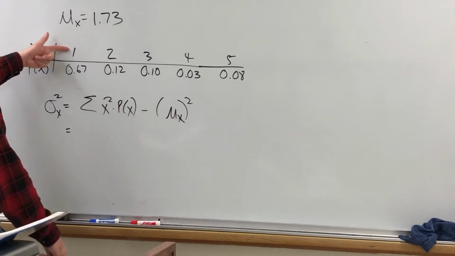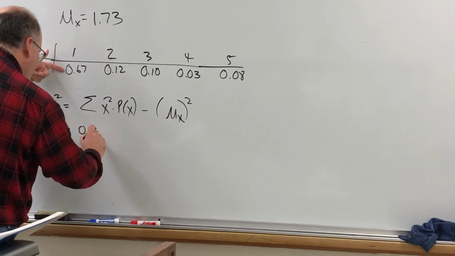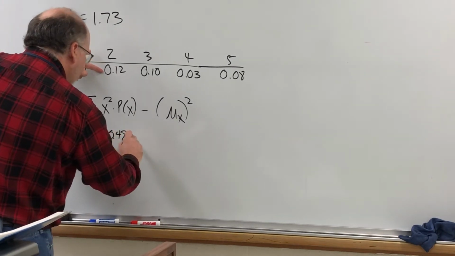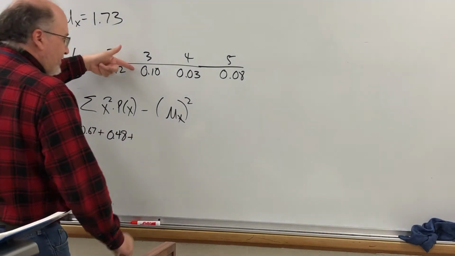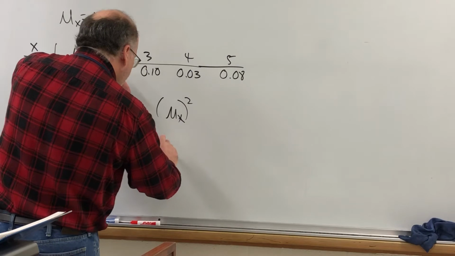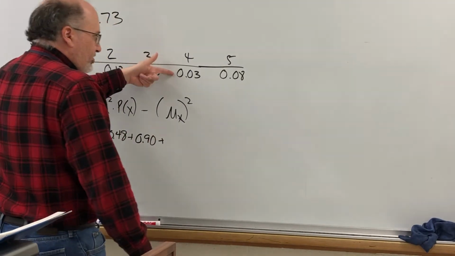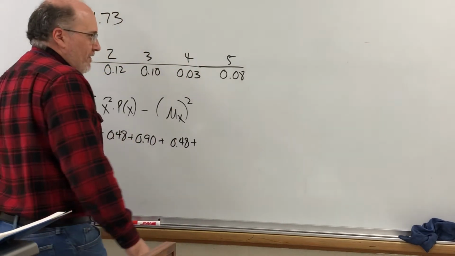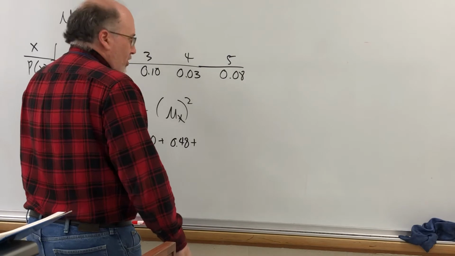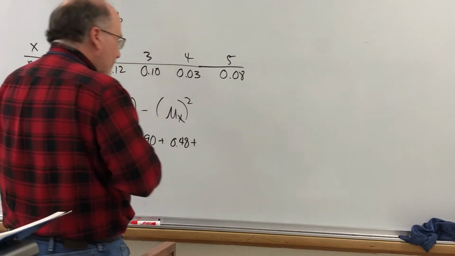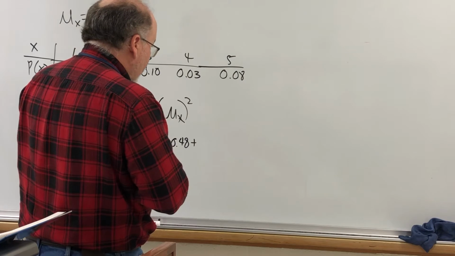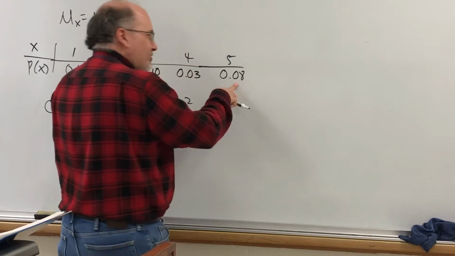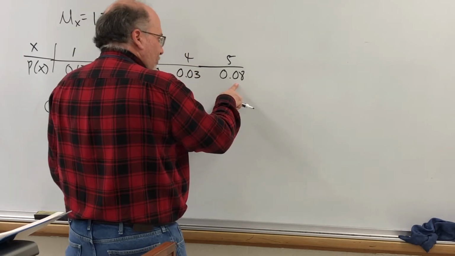All right, 1 squared is 1 times 0.67 is 0.67. 2 squared is 4. 4 times 0.12 is 0.48. 3 squared is 9. 9 times 0.10 is 0.90. 4 squared is 16. 16 times 0.03 is 0.48. And then 5 squared is 25. 25 times 0.08 should be something that I already know, but I don't for some reason. Let's see, 25 times 0.08. Well, 5 times this is 0.40, times 5 again would be exactly 2.